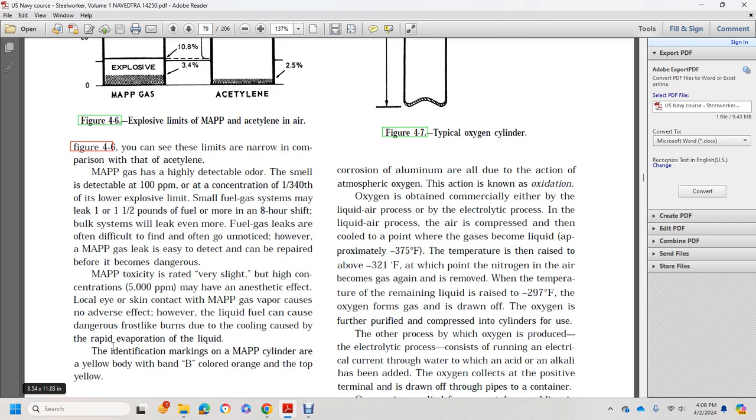MAP toxicity is rated very slight, at a high concentration of 5,000 parts per million. There may be an anesthetic effect. Localized skin effect of MAP gas vapor causes no adverse effects. However, the liquid fuel can cause dangerous frost-like burns due to the cooling caused by the rapid evaporation of the liquid. Identification marked on MAP cylinders is a yellow body with a band colored orange on the top of the yellow.